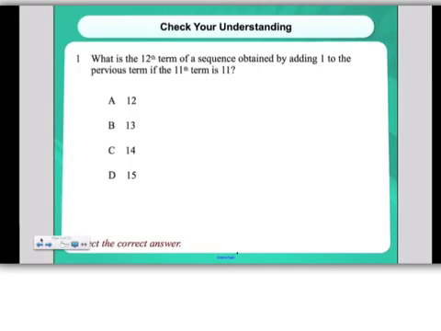Alrighty, so here it says, what is the 12th term of a sequence obtained by adding 1 to the previous term if the 11th term is 11? So looking at that, if the 11th term is 11 and the sequence is obtained by adding 1 to the previous term, the 12th term would be the 11th term plus 1, which would just be 12.